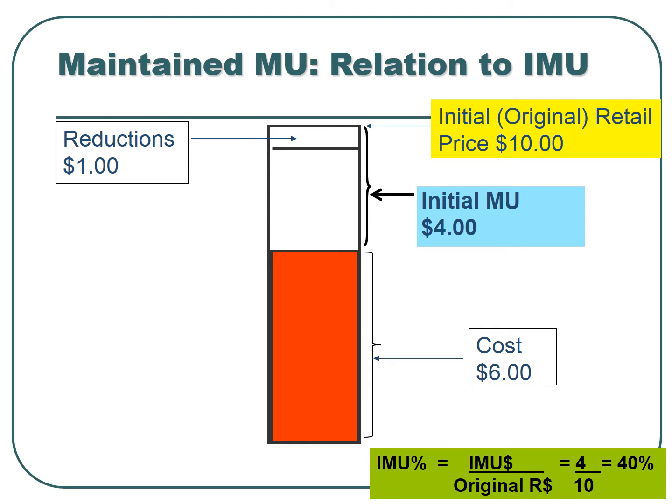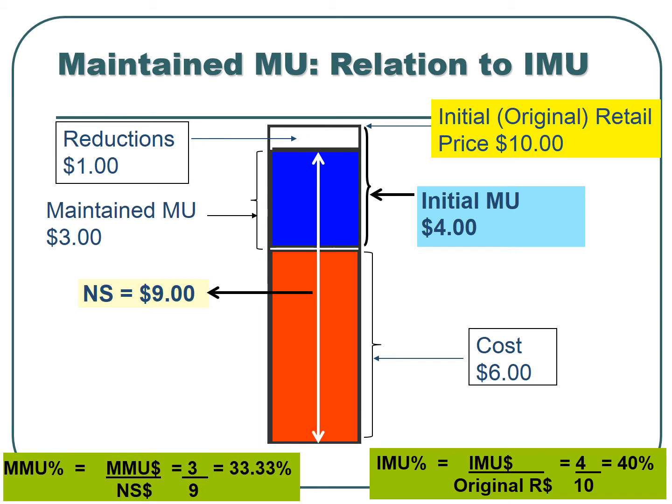Then let's say we took a reduction of $1 on this t-shirt. The reductions include markdowns, discounts, and shortages. So let's say we took a markdown of $1. Then what would be the maintained markup? When we take a $1 markdown reduction, now the net sales is going to be $9. If we sell this item with the reduction of $1, we can get only $9 from the customer. So our net sales becomes $9 instead of the original retail price of $10.